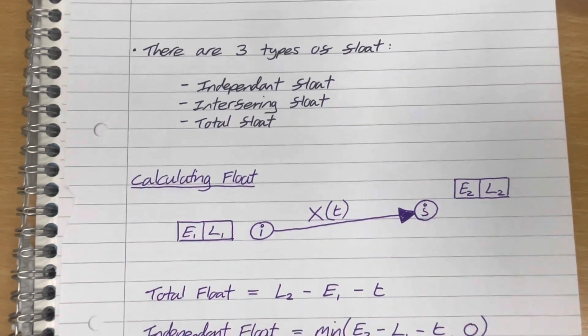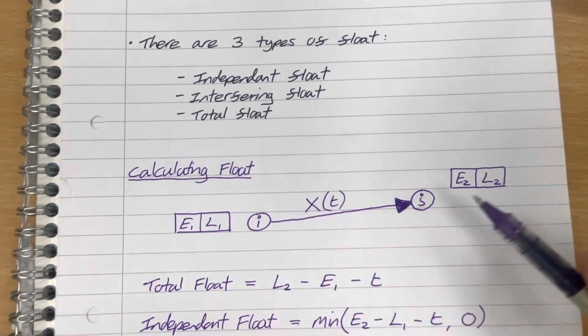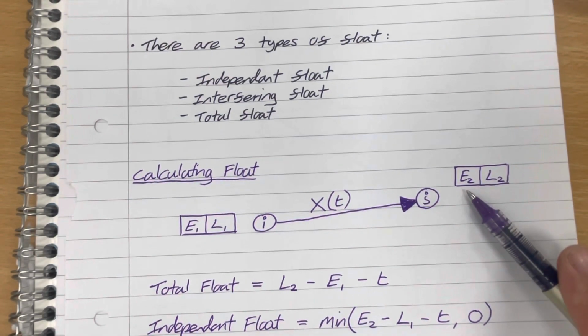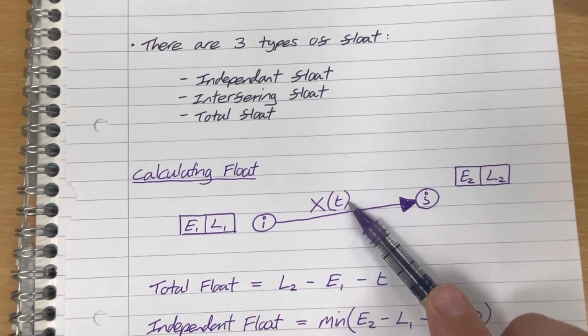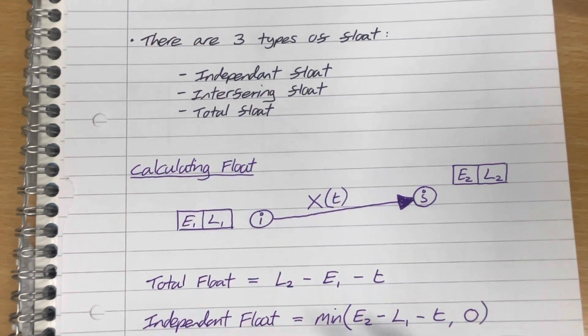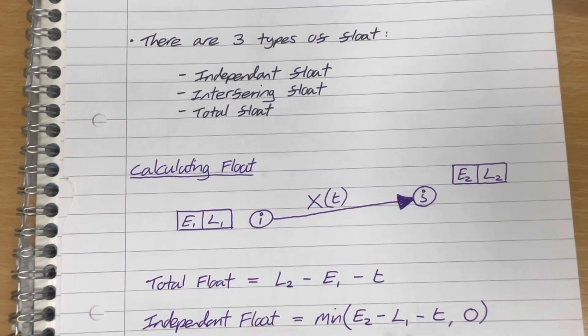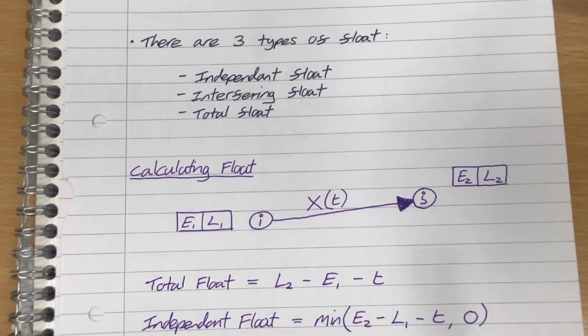The independent float is then the inside one, so it's the smaller number on the end node, subtract the larger number on the start node, subtract the duration. That would be the independent float. However, that can come out to be a negative number, and if that's the case, then actually the independent float is defined as 0. So I've written it as the minimum of this calculation, or 0, so it cannot be below 0. Okay, it doesn't make sense to have a negative float.